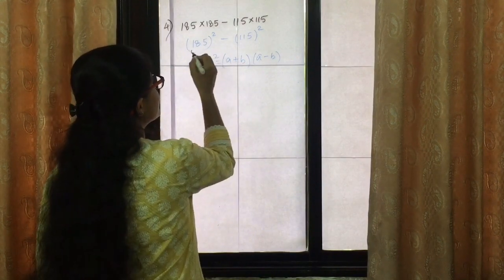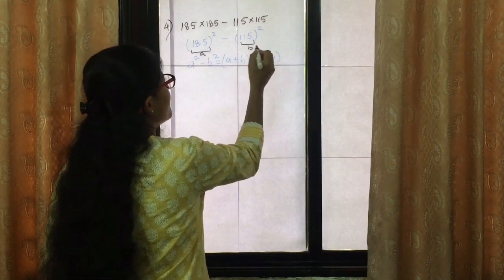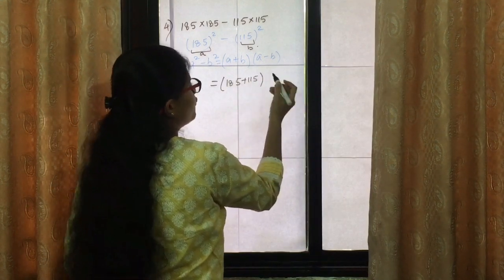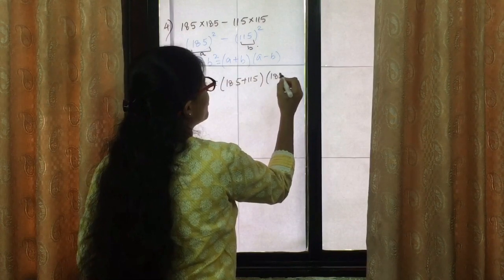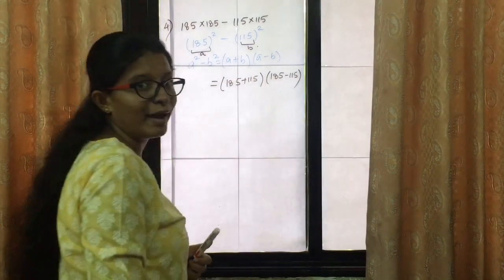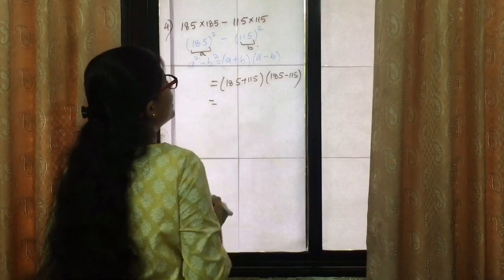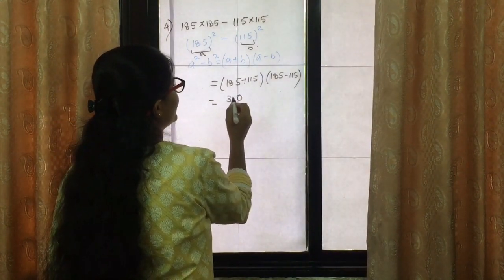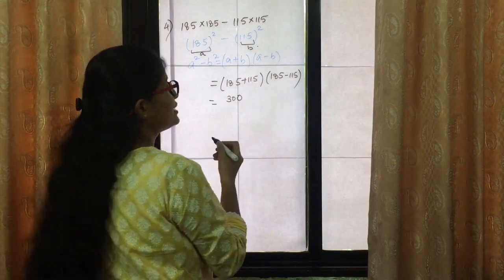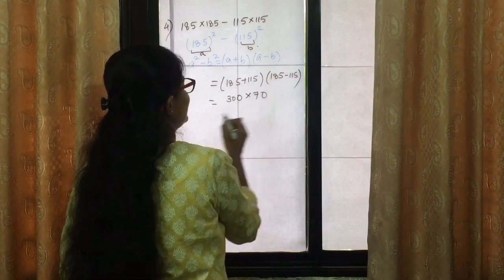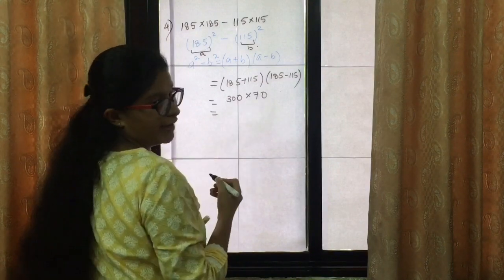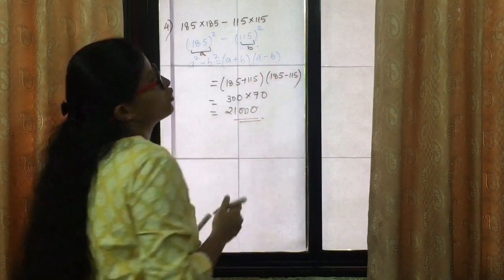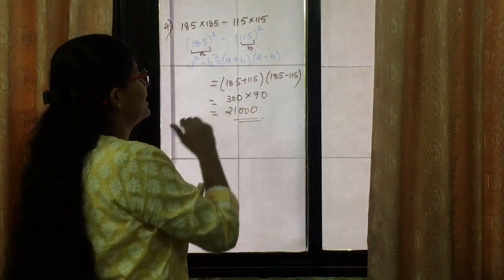So let's see, this is a and this is b. Let's put it here: it will be (185 plus 115) into (185 minus 115). 185 plus 115 will give you 300, and 185 minus 115 will give you 70. So 300 into 70 will give you 21,000. So the answer for such types of questions can be solved by using identities.